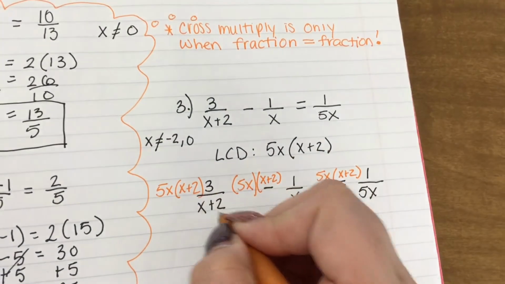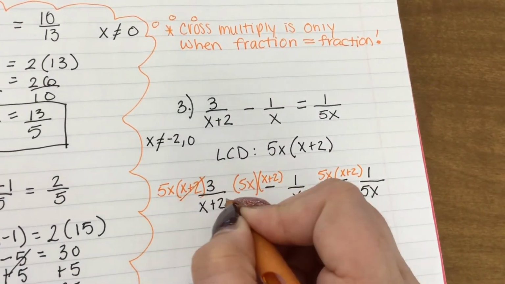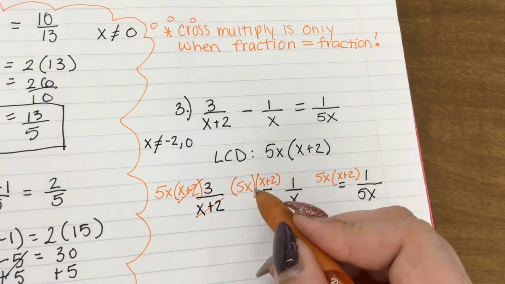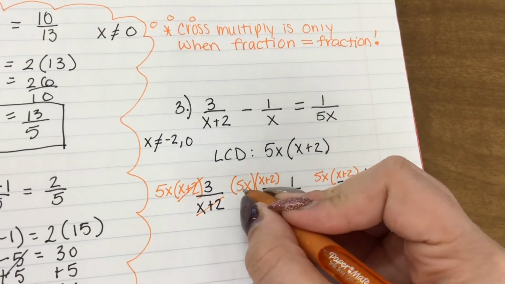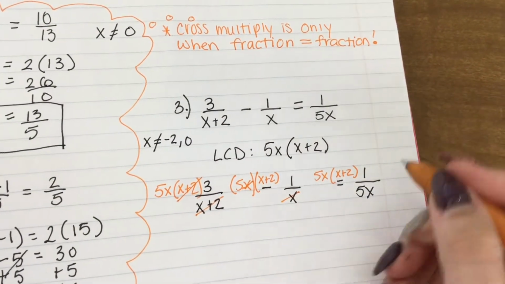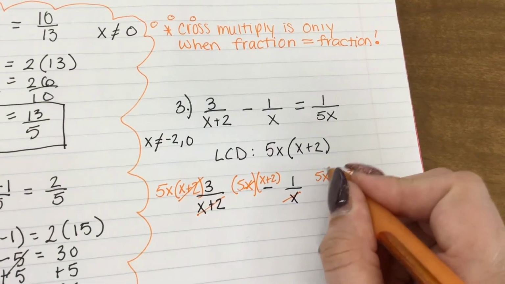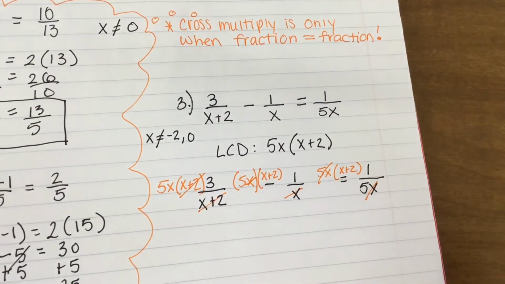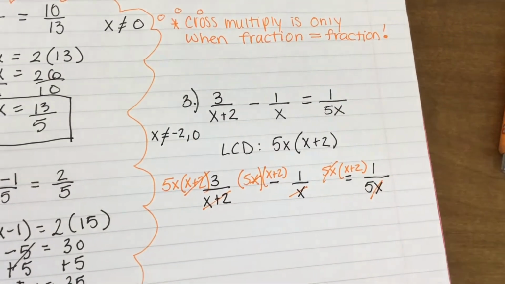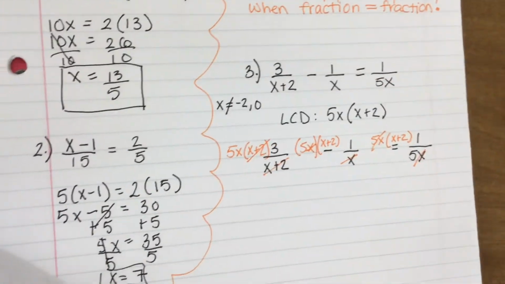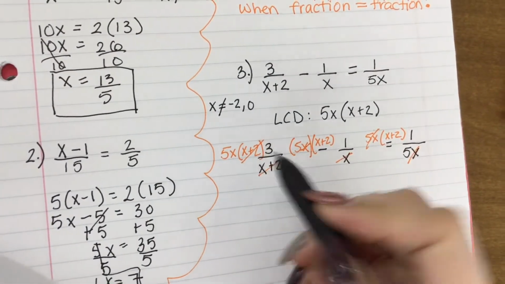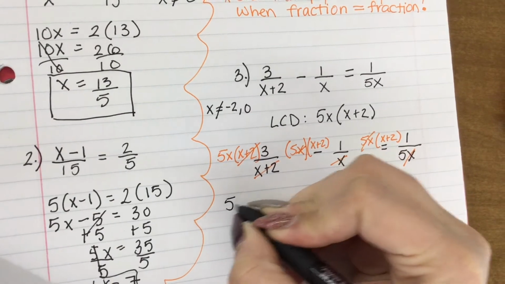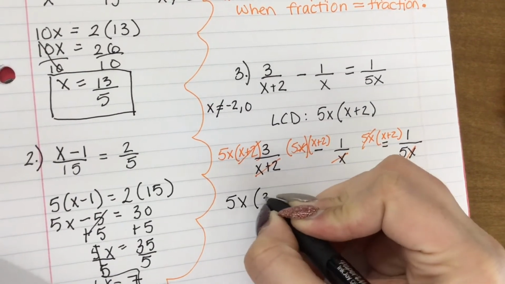In the first expression, the x plus 2's can cancel so that all that's left is 5x times 3. In the second expression, the only thing that you can cancel is the x over x, and in the third expression, you can cancel out the 5x with the 5x in the denominator, so that what's left has no denominators left. In that first expression, you have 5x times 3 left over.